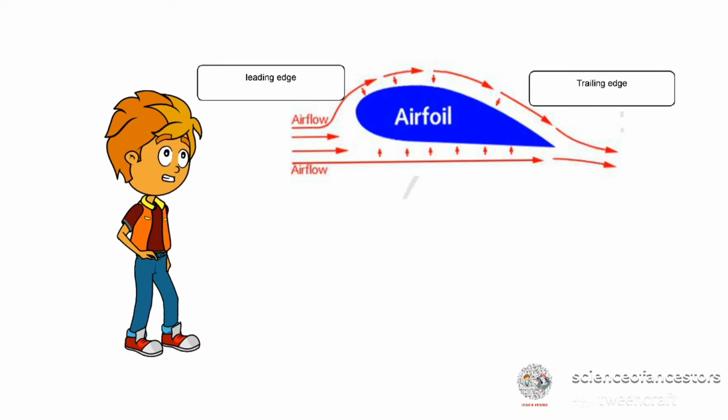The front part of this aerofoil shape, we call it the leading edge. The tip of the aerofoil is known as the trailing edge. Look at this airflow. The air has to travel a greater distance through the upper surface from the leading edge to the trailing edge compared to the lower surface of the aerofoil. We can study this principle with the help of a small story.